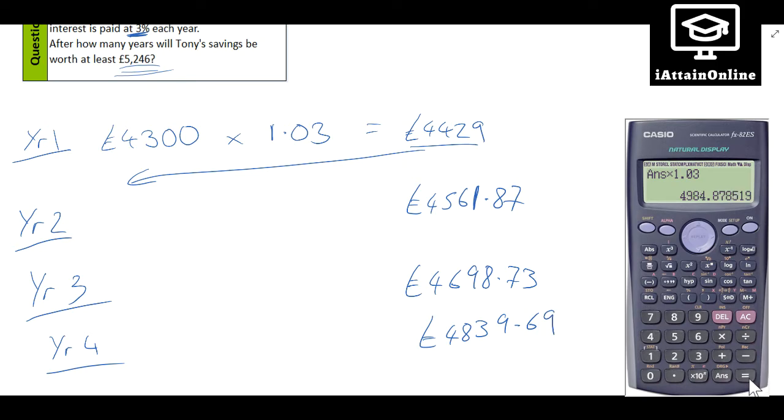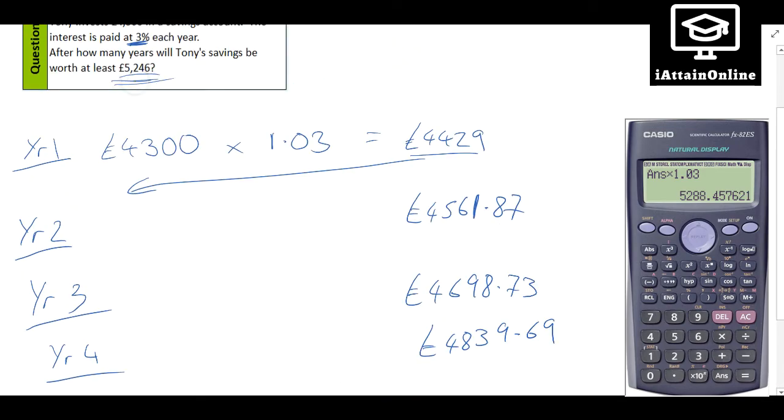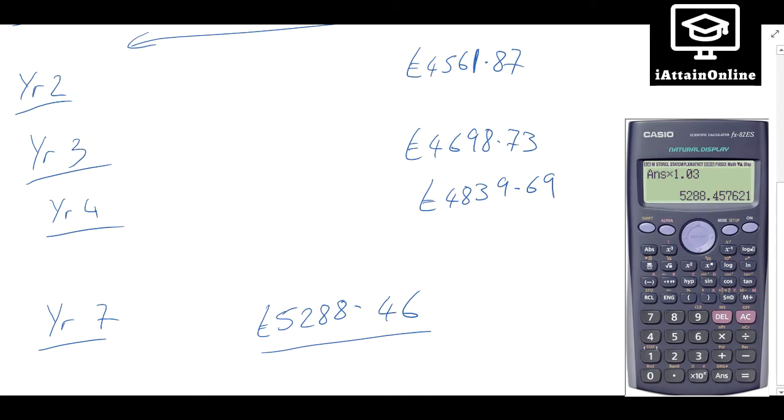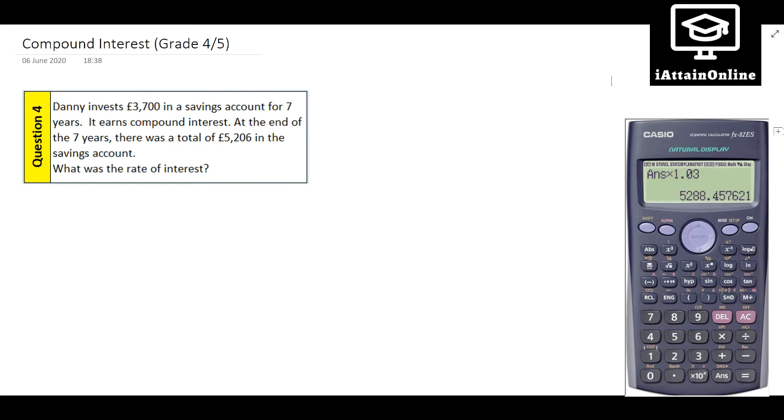You can write them all out, but as long as you keep track. So that's year 5, year 6, year 7. So year 7 is the first year. If I just keep going down, year 7 has £5,288.46. That is the first year where he has more than £5,246. And that's it. Okay, last example. If I clear the calculator.